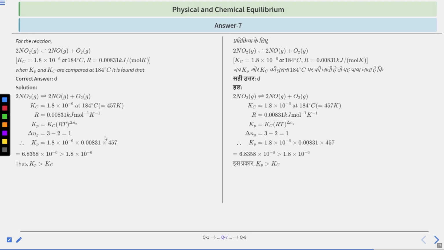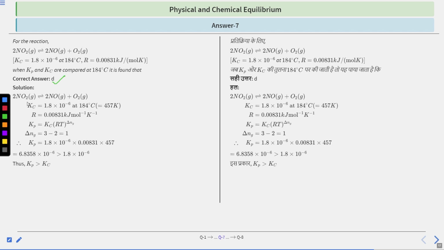Okay, so the correct answer is option D. We have been given this equation 2NO2 will give you 2NO plus O2, and Kc for this reaction is also given at 184 degrees Celsius. We can say 457 Kelvin. R value is also given. So we know that Kp is equal to Kc times RT to the power del Ng. In this reaction, the reactants and the products are all in gaseous states. Del Ng will be equal to 2 plus 1, 3, minus 2. So 3 minus 2 is 1. So del Ng is 1.